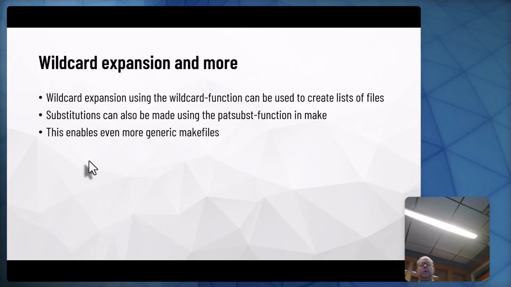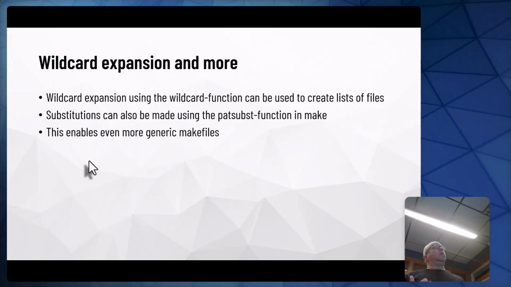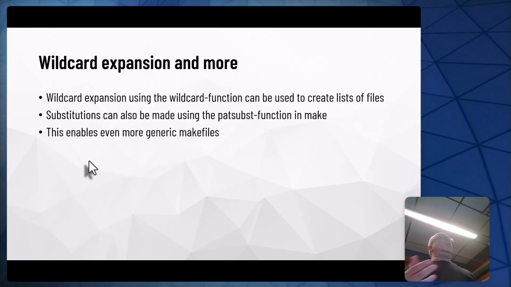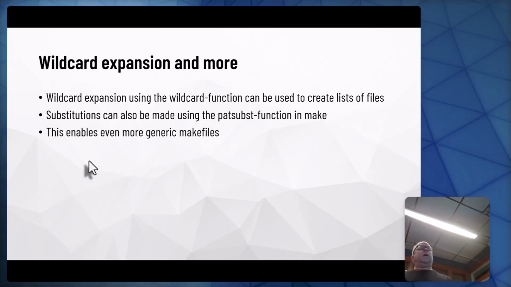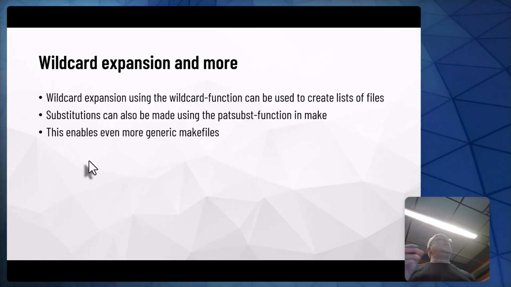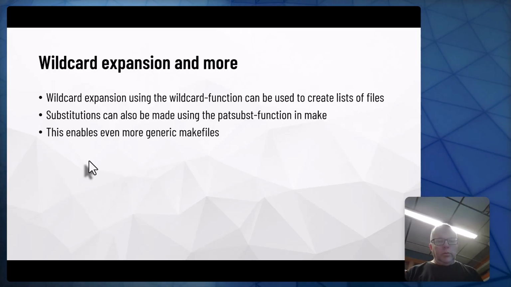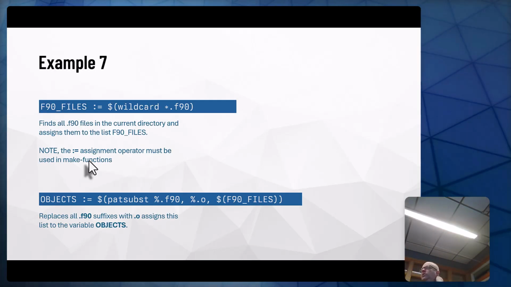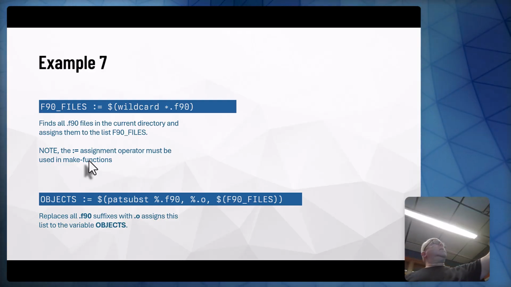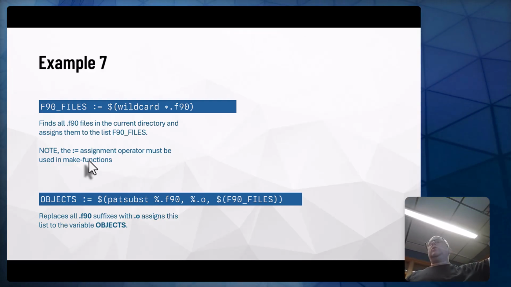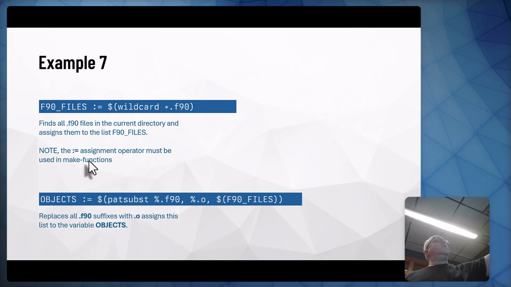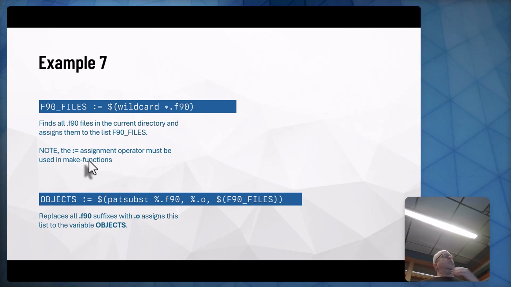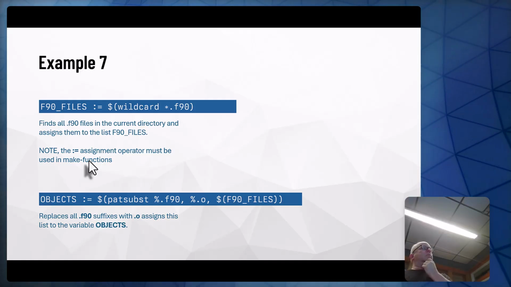You can also use wildcards to create lists of files, and you can do path substitutions to modify the names of the files in a list. I think I have to show it in more examples. For example, I can make a variable that contains all the source code files. So F90 files := $(wildcard *.F90). If you do wildcards, you need to have := instead of =. That will list all the files that are Fortran files in your source code directory.